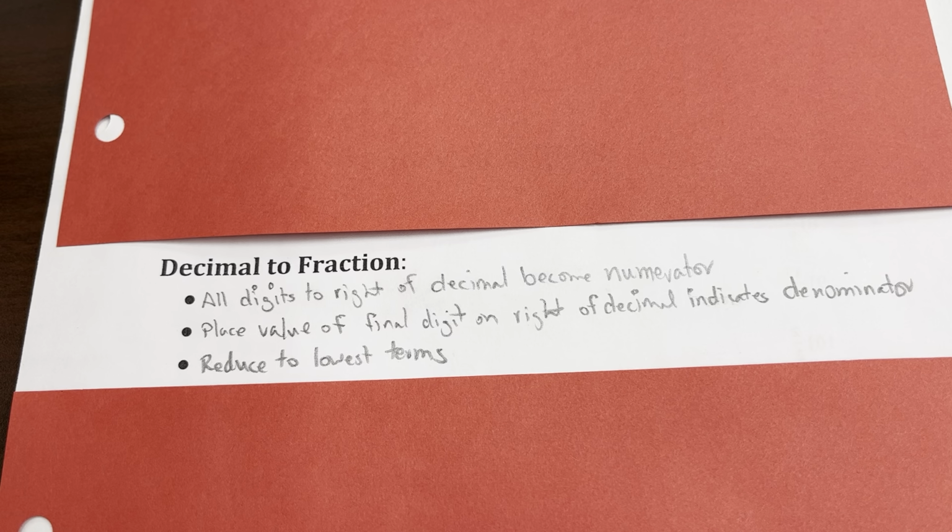First, all the digits to the right of the decimal will become the numerator. Second, the place value of the final digit on the right of the decimal indicates our denominator. And then once we have that fraction made, we then want to reduce to lowest terms. So let's look at some examples of this.